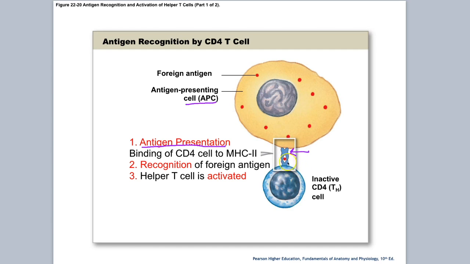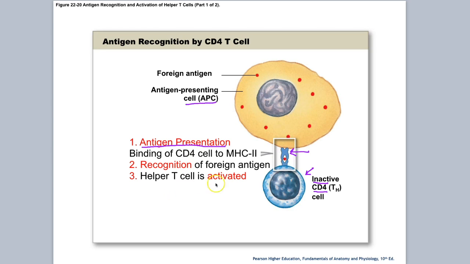And here is an inactive CD4 cell, a helper T cell. This one is coming along to inspect this little particle to see: is this foreign or is this a host particle? Should we start an immune response or should we not? And remember, we have a whole library of T cells that recognize all kinds of different foreign particles.